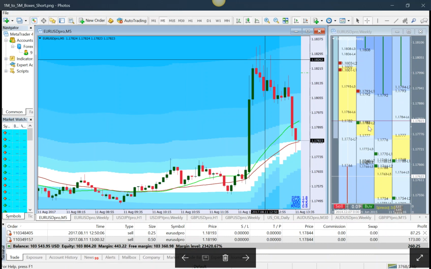This is how we use the band shades. That's how we use the boxes together to formulate a reason to place a trade, either short or long. In this case, we went short. Now, I want to show you quickly an advanced way to use this.